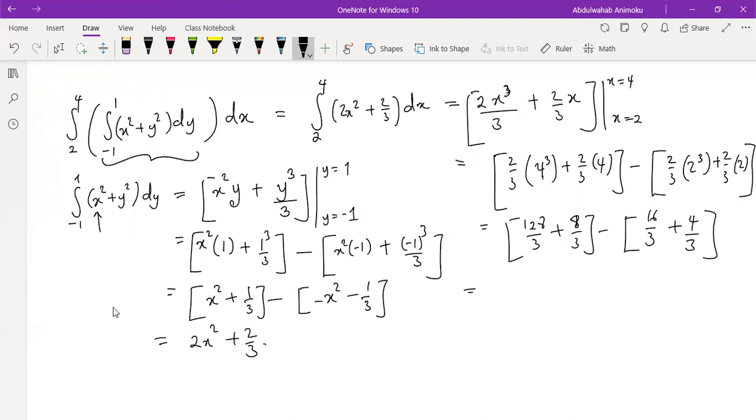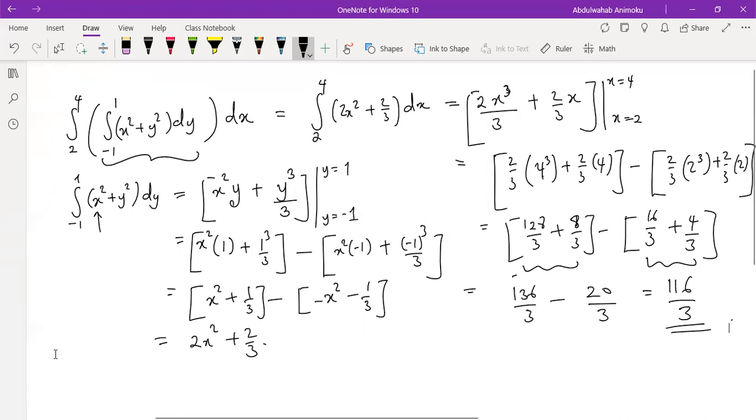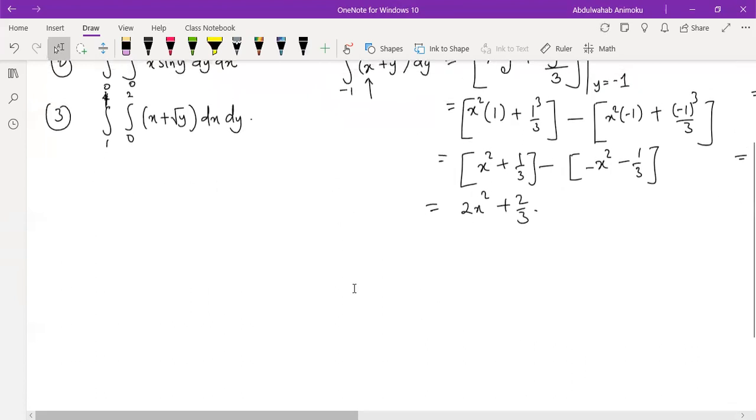When we evaluate this, the first one would give us 136 over 3, minus this, which gives us 20 over 3. So the evaluation of this is 20 over 3, and the answer would be 116 over 3. So that was the solution to that first problem. Now let's move to the second one.